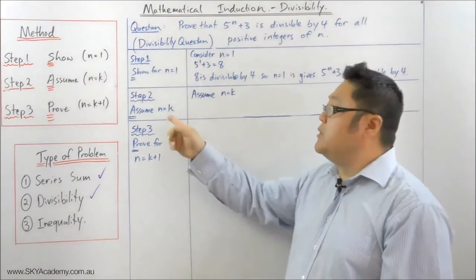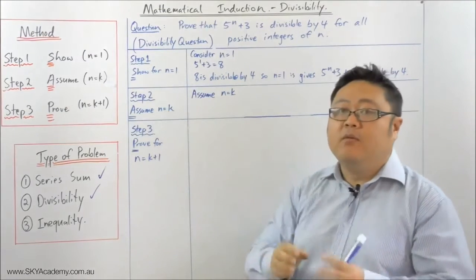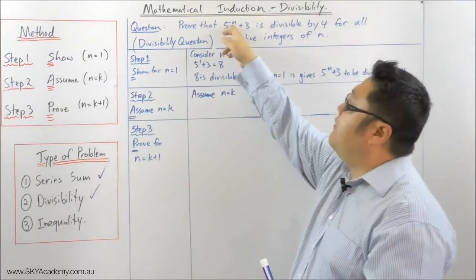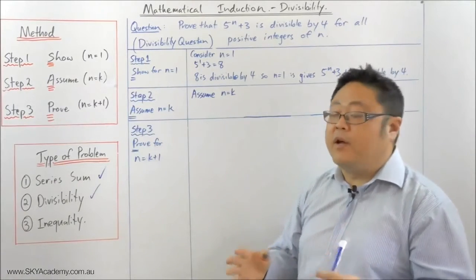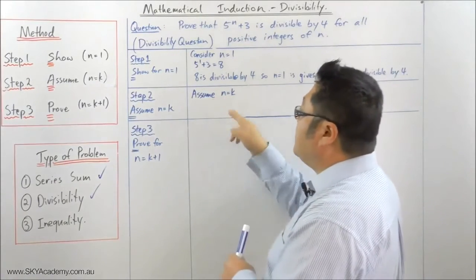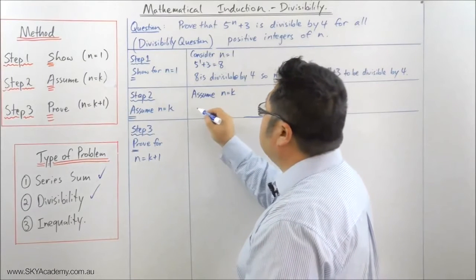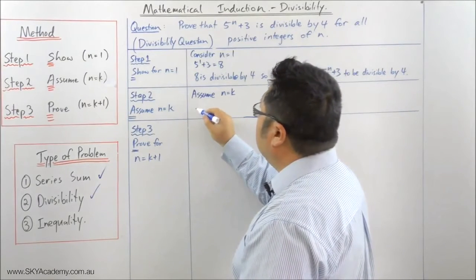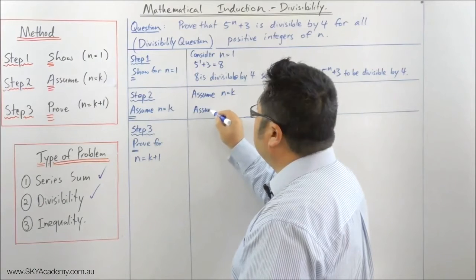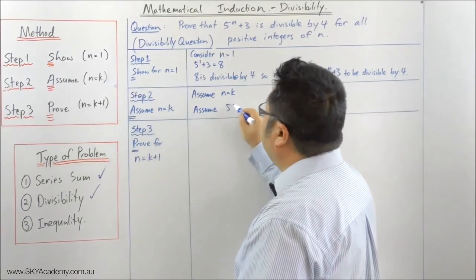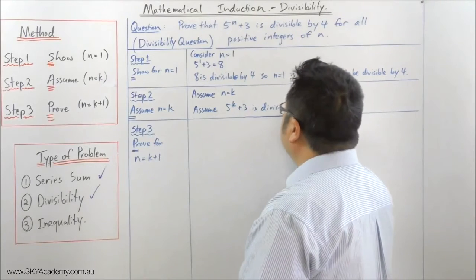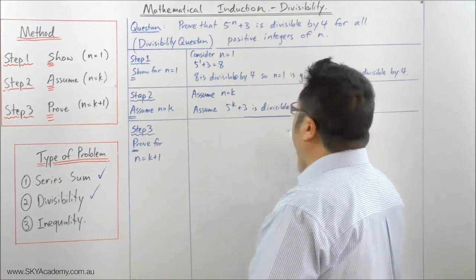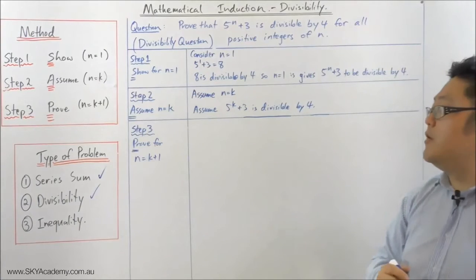The next step is to assume that n is equal to k will also give 5 to the power of n plus 3 to be divisible by 4. In other words, assume n is equal to k, so assume 5 to the power of k plus 3 is divisible by 4. Does that make sense?